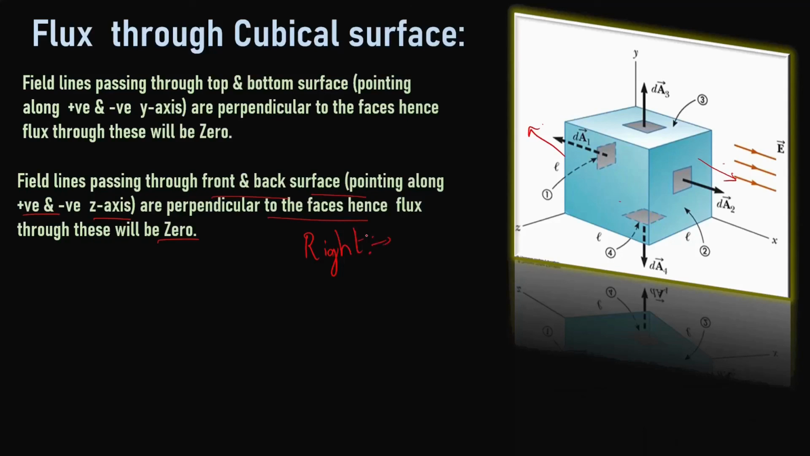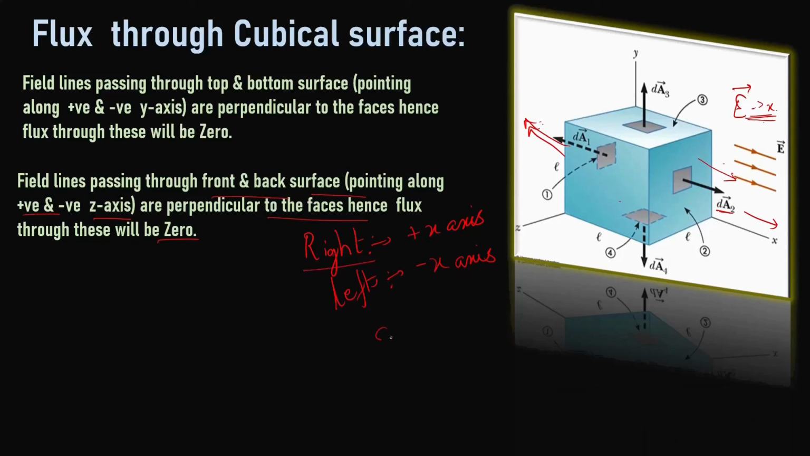First is the right face. The area vector of the right face, represented by dA2, is pointing along the positive x-axis. Similarly, for the face to the left of the cube, the area vector will be pointing along the negative x-axis. And the electric field itself is pointing along the x-axis. Here the electric field is along the x-axis and the area vectors are along the x-axis.